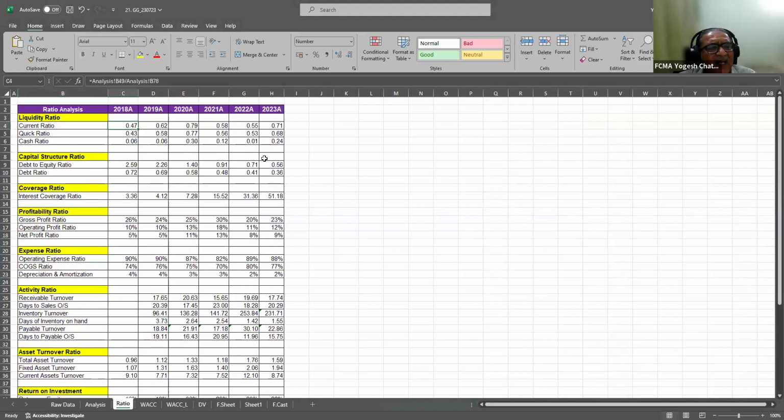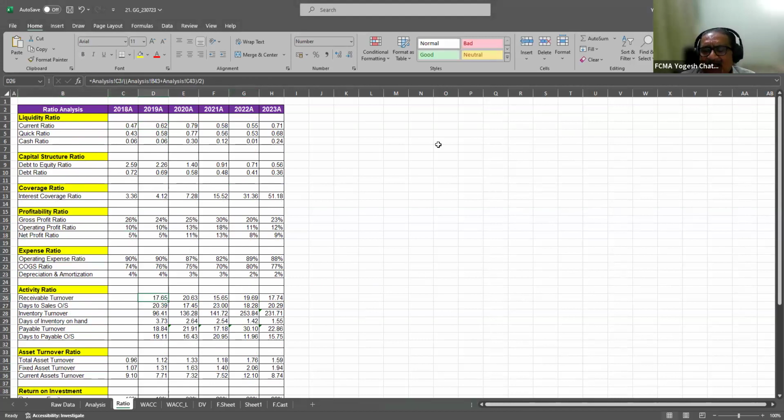And this is very convenient. As you can see, that is formula driven. Once you have the data, you can have as many ratios as you want. That is just formula driven. You can see the formula in the formula bar.